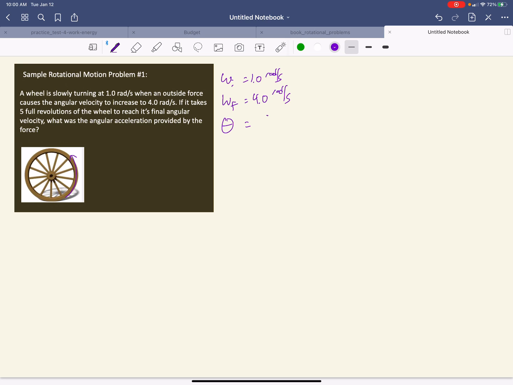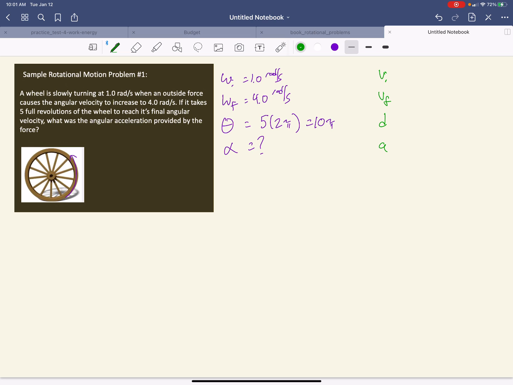5 revolutions is 5 times 2 pi radians, so that is 10 pi. And it says that we're trying to figure out the angular acceleration, so alpha. So these are the things that we're given. Now, in a linear system, what variables would these be? Well, omega I would be VI, omega F would be VF, theta would be D, and alpha would be A.